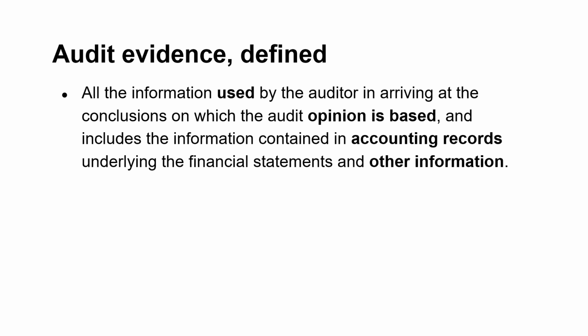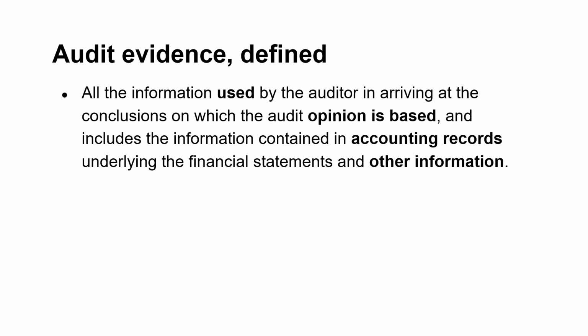of audit evidence. Audit evidence refers to all the information used by the auditor. Take note, it did not say all the information available to the auditor. Rather, it says all the information used by the auditor in arriving at the conclusions on which the audit opinion is based. Our audit evidence may either be accounting records or it may be other information. Sometimes accounting records is called underlying accounting information, and sometimes other information is called corroborating information.